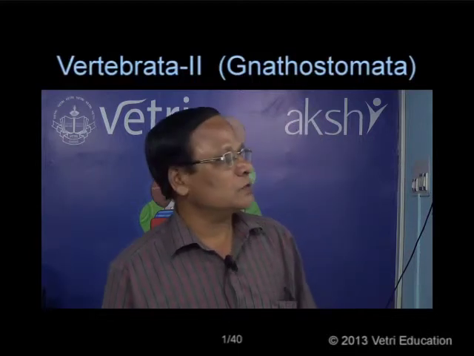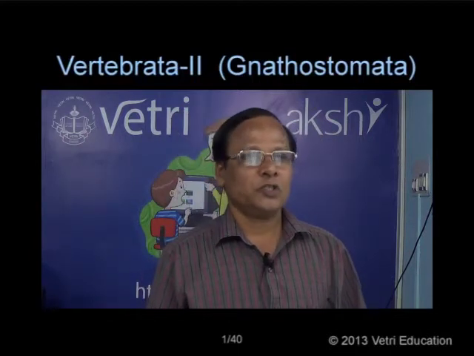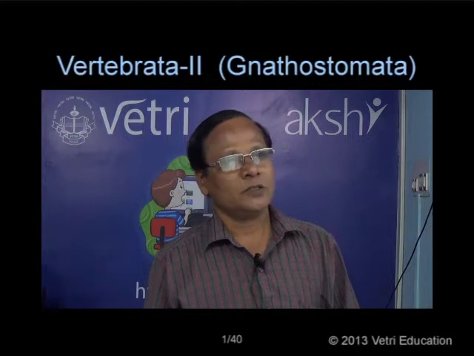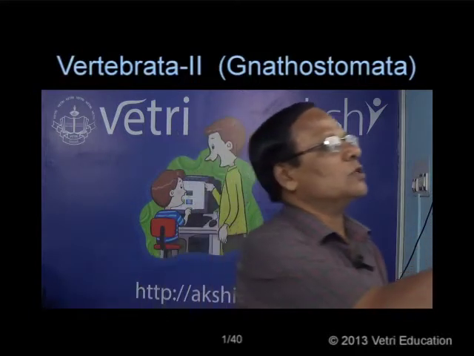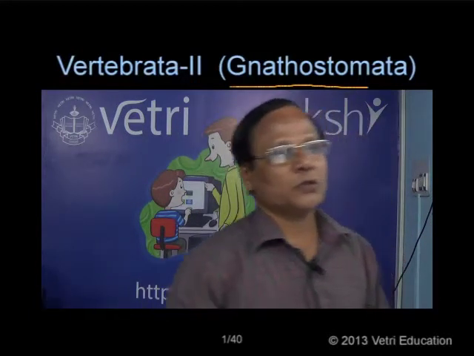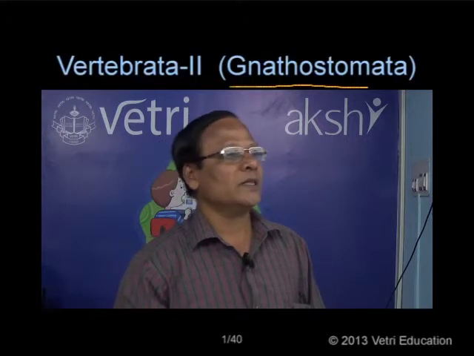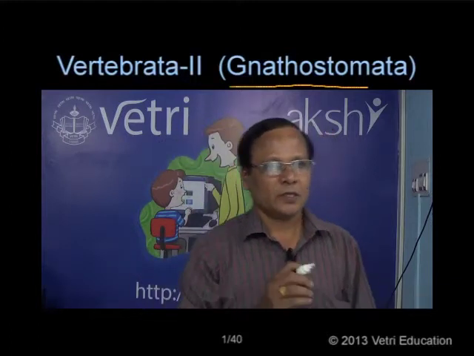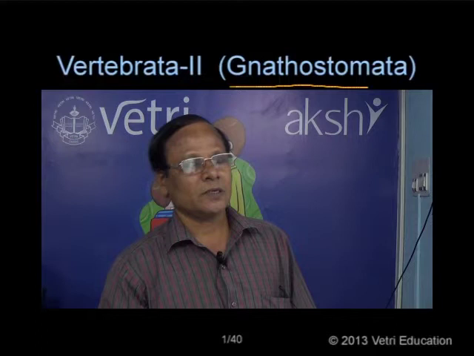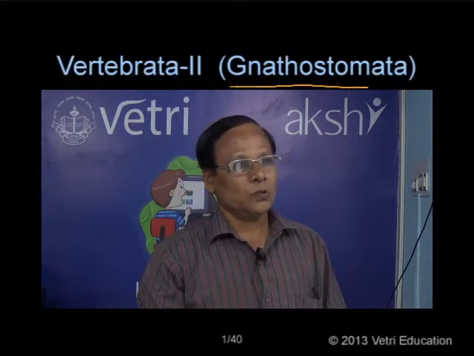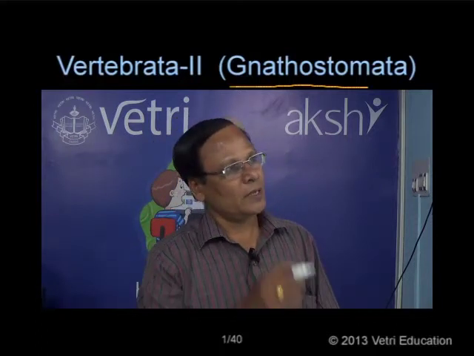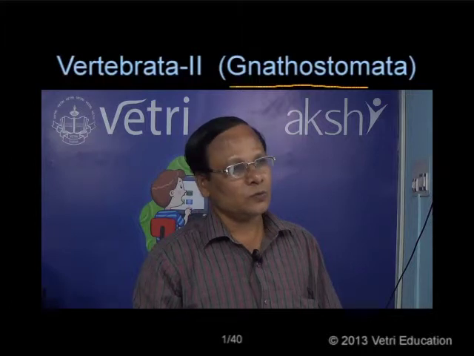Now let's pass on to the next part, animals with the jaws. And those animals with the jaws are called actually gnathostomes. And the group is called Gnathostomata. The cyclostomes, jawless vertebrates, come under the group called Agnatha. Now this group includes animals with jaws.